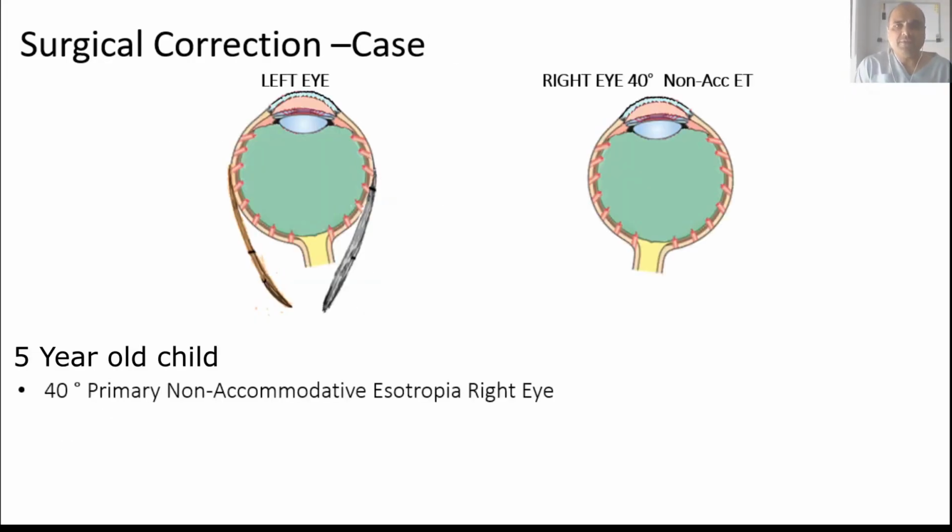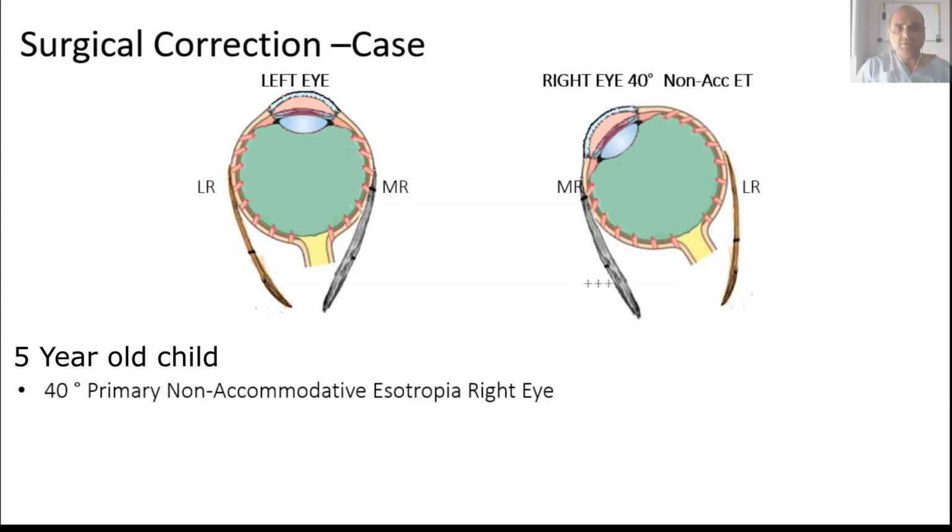Let's take the example of this case of esotropia and try to understand how the surgical procedures work. So we have 40 degrees of primary non-accommodative esotropia in the right eye. So let's make the right eye esotropic. This would mean that the eye is turned inwards, and that would imply that the medial rectus is basically acting more as compared to lateral rectus to keep the eye pulled inwards. That's why these 3 plus symbols here.